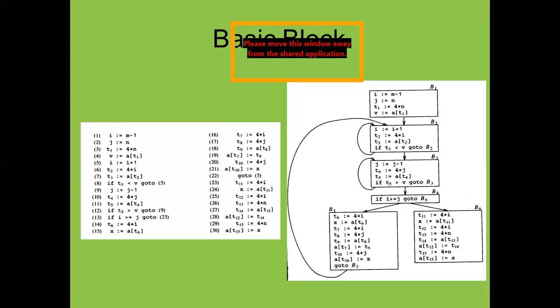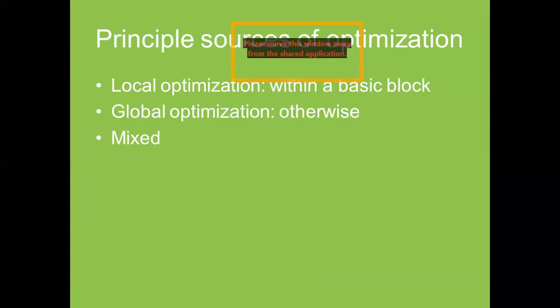For simplicity, you are going to divide your complete program into a number of blocks. Each block is called a basic block, and for identification you can give names like B1, B2, B3 and so on.